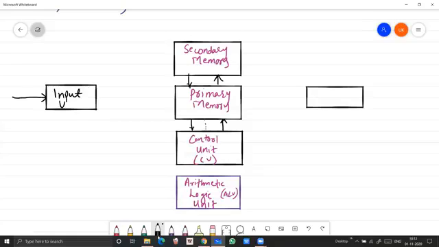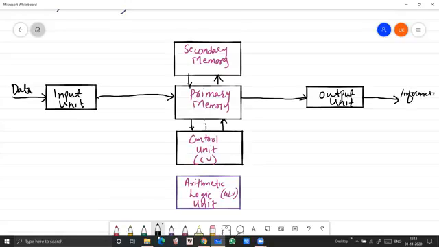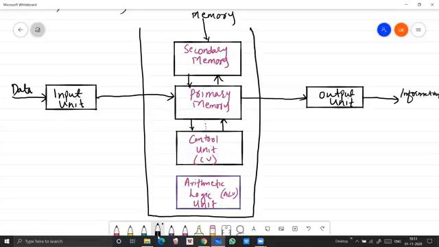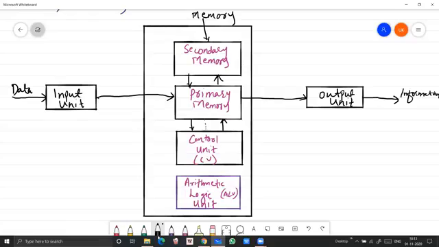This one is your input unit. This is the output unit. This is your data, and this is your information. Now, this is your memory, secondary and primary. This is the block diagram of your computer.